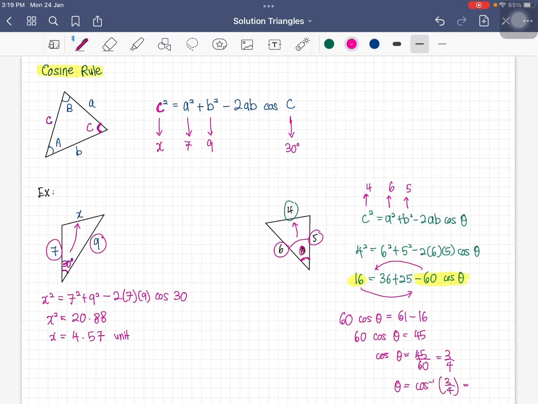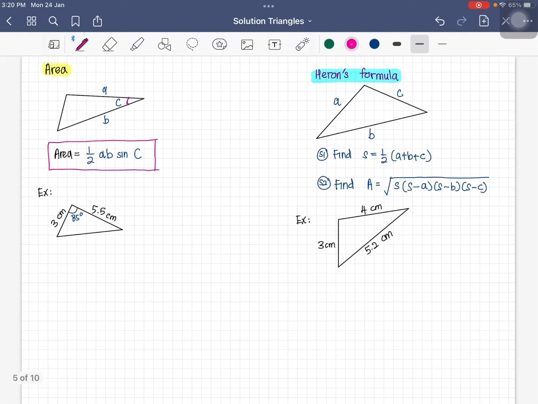Therefore, I've got this angle as 41.41 degrees. So that's my theta in this case. That's how you use the cosine rule to find either the length or the angle. So let's now look at the area.